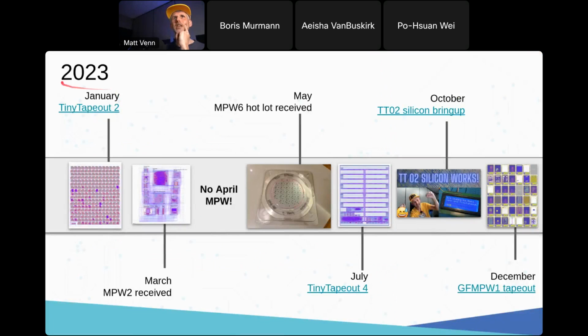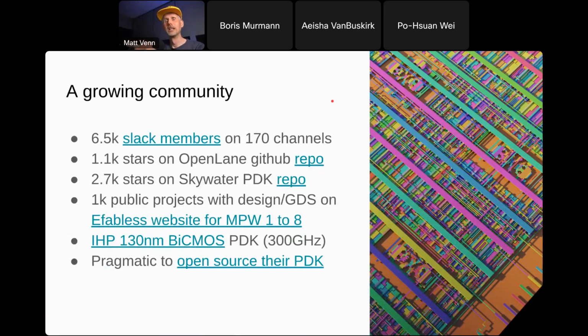And there's a few more things that have happened in 2024, but this is kind of to bring you up to date with the context of the open source silicon community. And it's a growing community. There's 6,500 Slack members on the open source silicon Slack. Click this link to join.